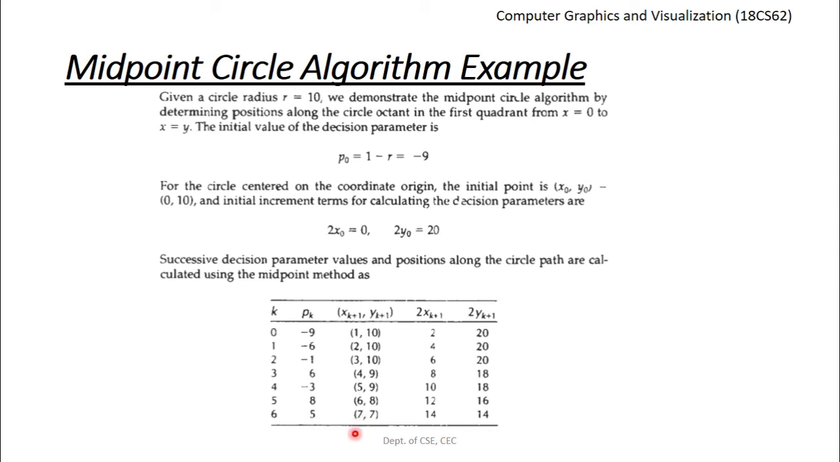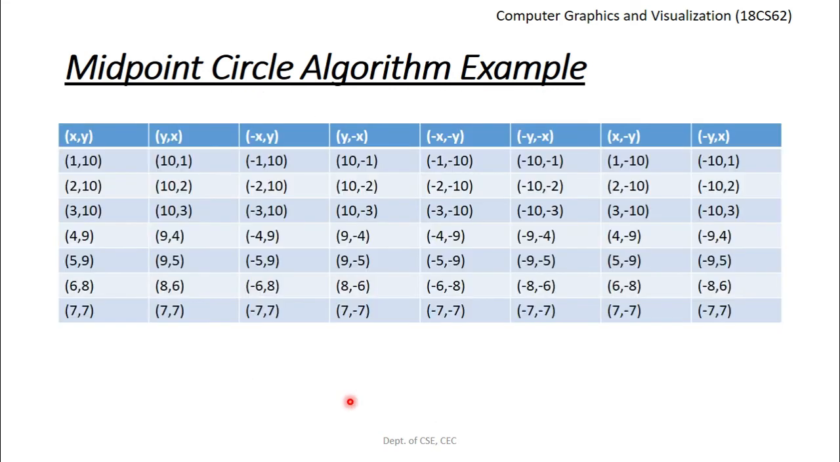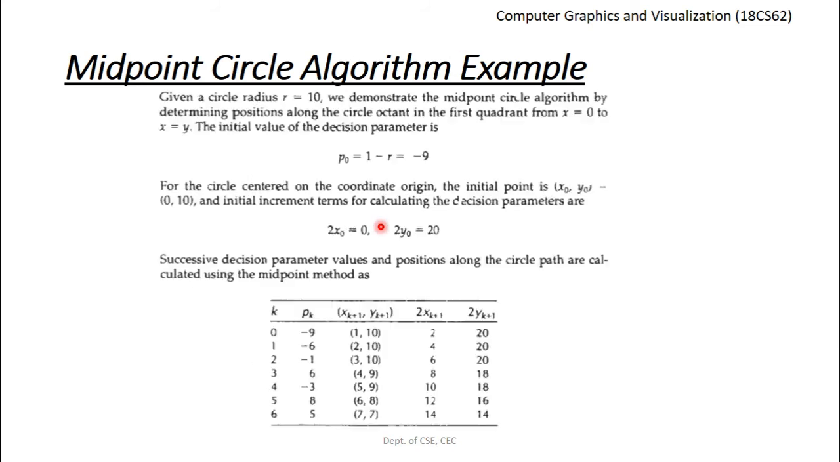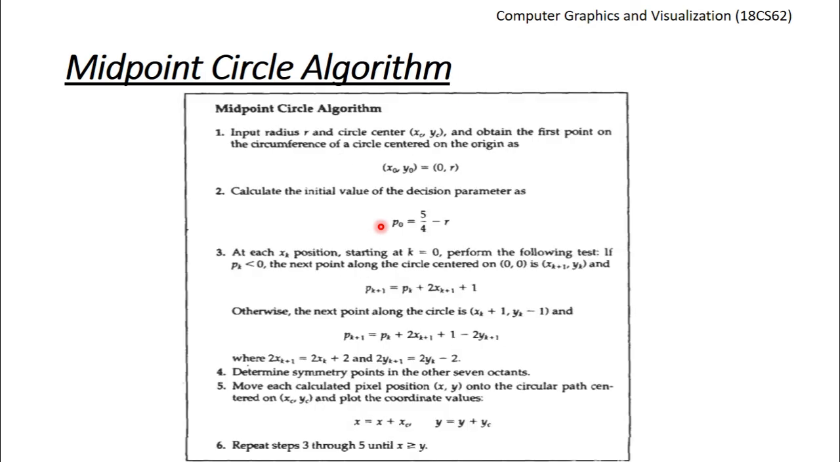So repeat these steps until the value of x is equal to or greater than y. That is the midpoint circle generation algorithm. Once you have found these values, you can easily find the values in the other 7 remaining octants as well. A very important and interesting algorithm that is used to draw the circle. This is similar to Bresenham's line drawing algorithm, where we also find the initial decision parameter and the subsequent decision parameters.